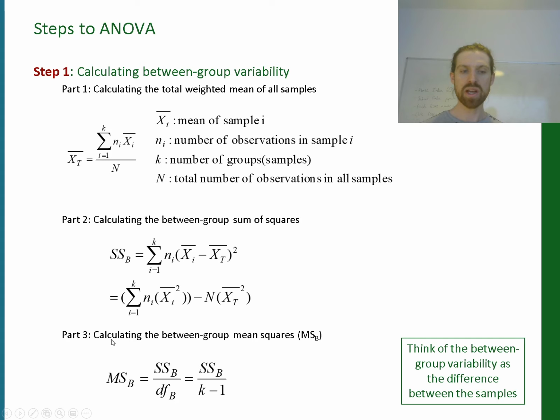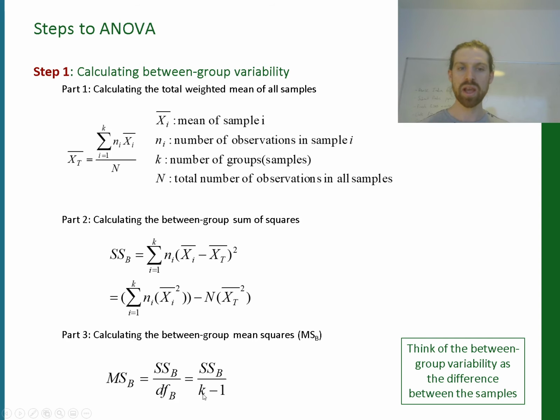And then, finally, we calculate the between group mean squares. We take the SSB that we just calculated as the numerator, and we divide it by the number of degrees of freedom for the between groups. And we get the MSB term that we would like to obtain, okay? Just think of the between group variability as the difference between the samples.